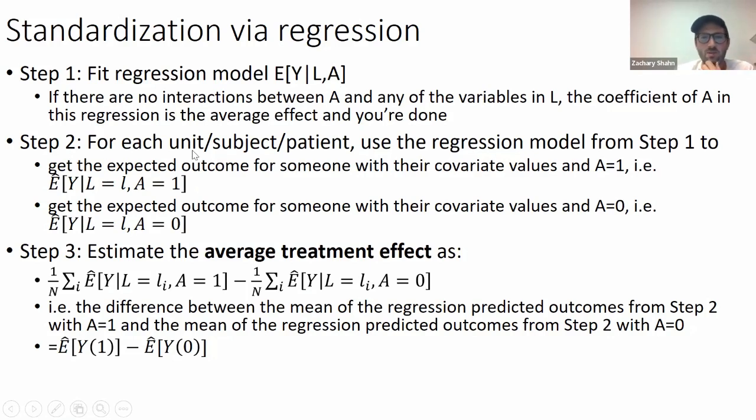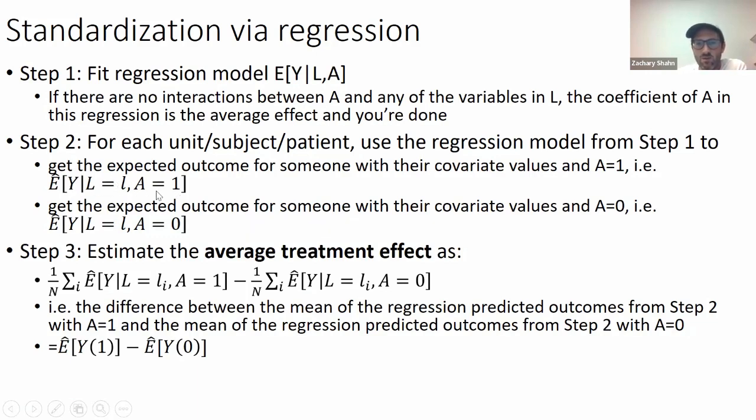So step 2 is for each unit, subject, patient, for each person in your data set, you use the regression model that you fit in step 1 to get the expected outcome for someone who has their covariates. So once you fit your model, then you predict the expected outcome for each person in your data set, given their covariates and had they been treated.